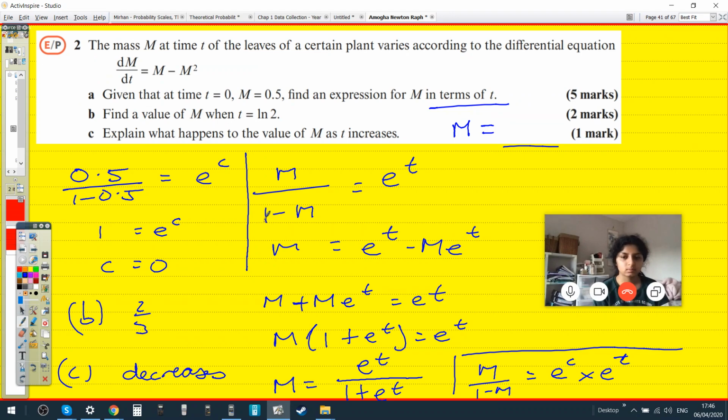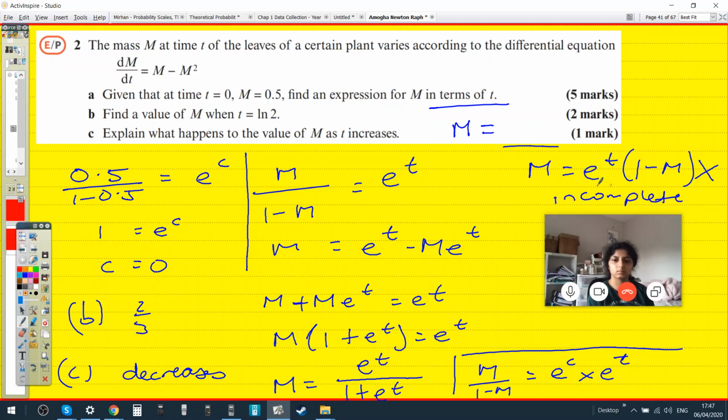So if we were to multiply both sides by 1 minus m, I'll show you a wrong answer. M equals e to the t times 1 minus m. That's wrong because although it's like m equals, it's also in terms of m, not just in terms of t. And so, yep, I'll just write incomplete. Okay.